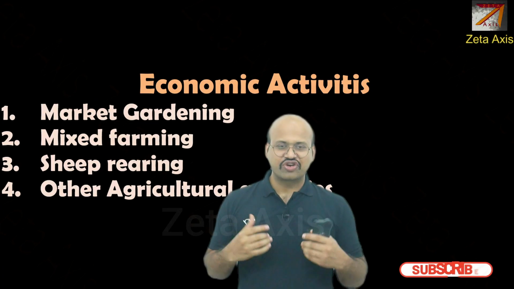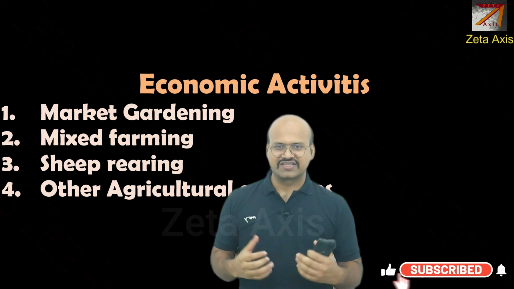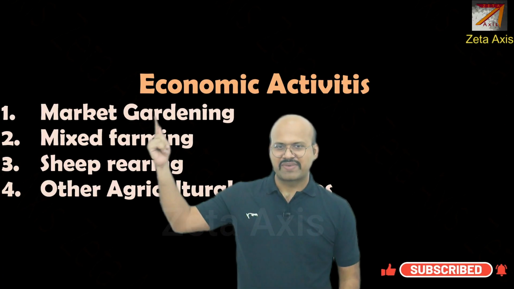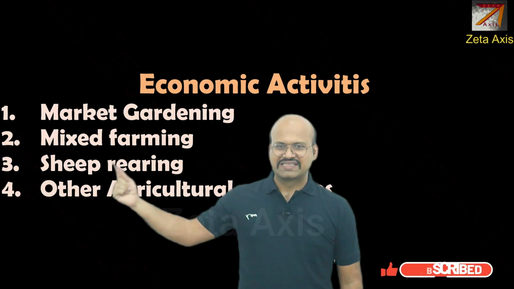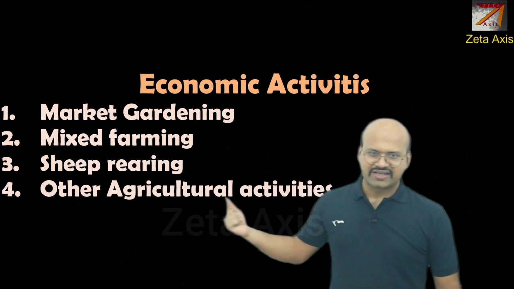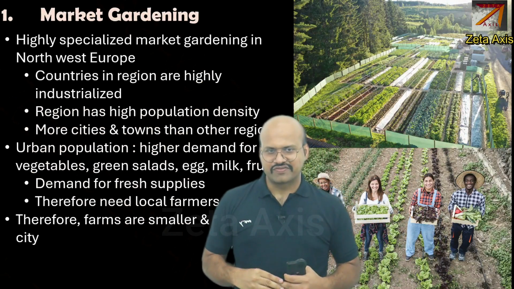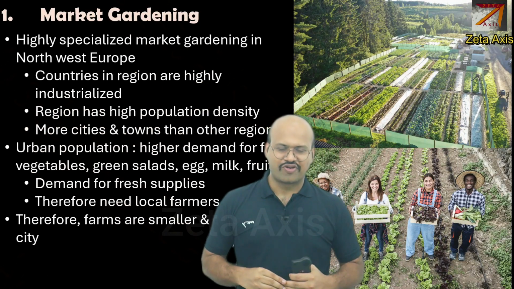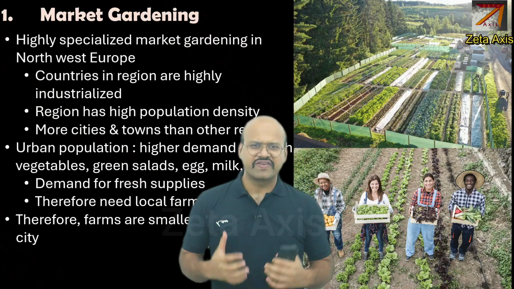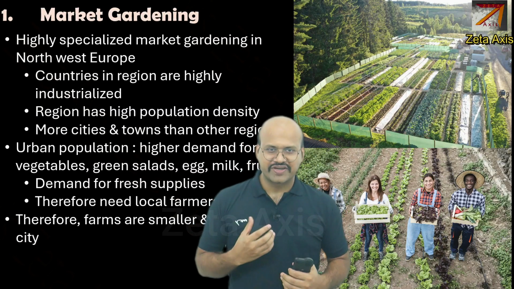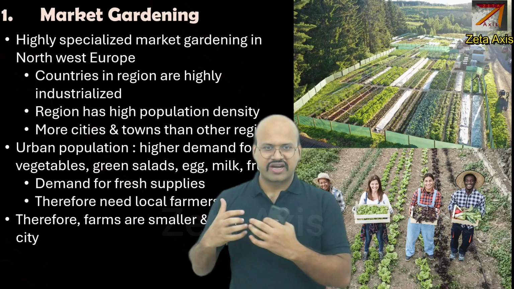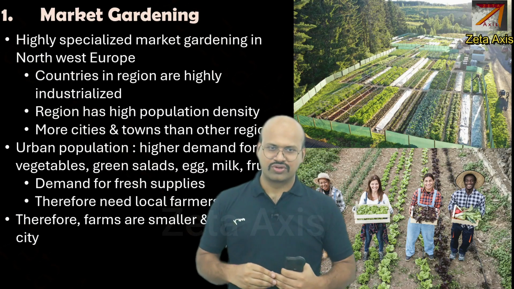Now, let's see the economic activities of this region, where we practice market gardening, mixed farming, sheep rearing and other agriculture activities. So market gardening is a practice where a small farm is used for cultivating vegetables, fruits or even flowers. And these cultivated products are then transported to the market where they are sold.